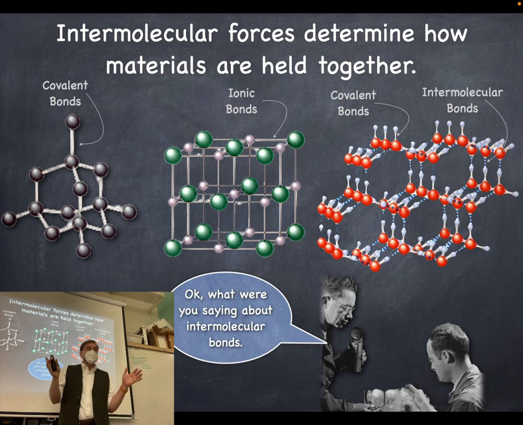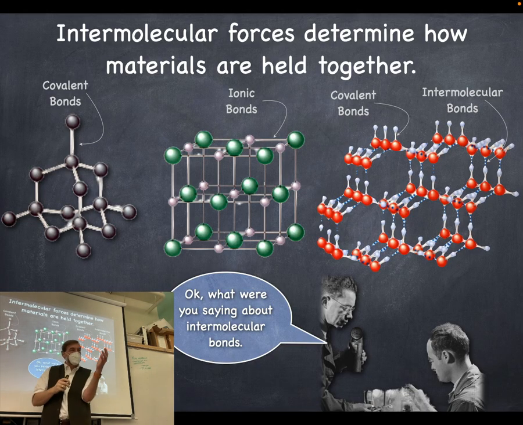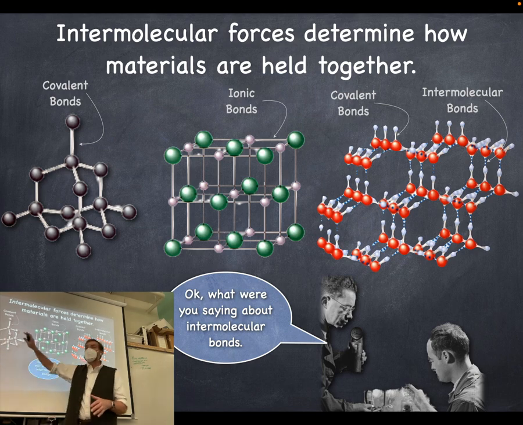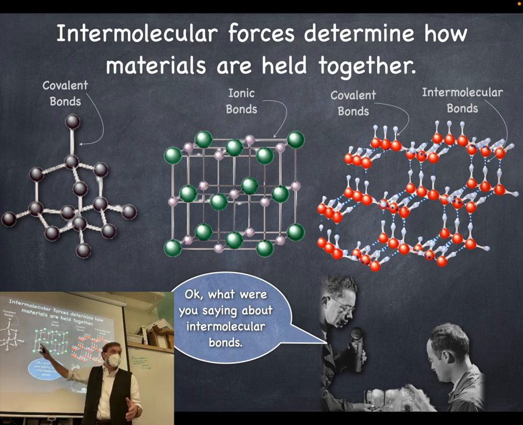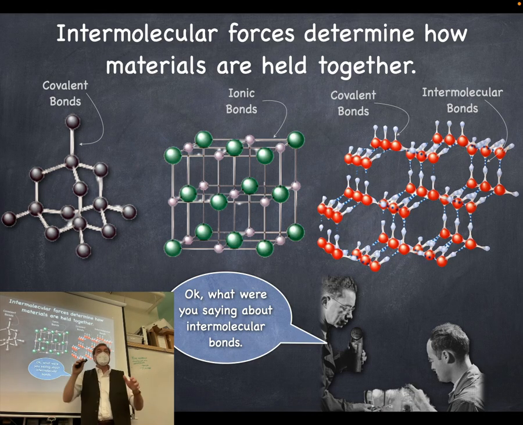giant macromolecules like diamond and glass, where the whole thing, the big crystal you hold in your hand, is held together by covalent bonds. Similarly, when you have an ionic crystal, like a giant salt crystal or some large crystal like that, it's held together with ionic bonds.